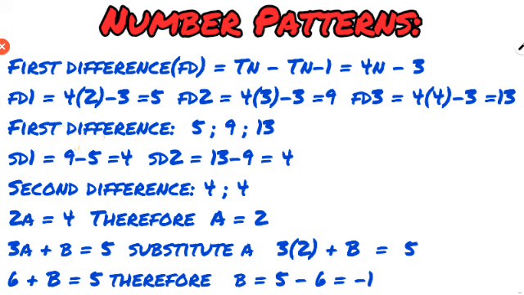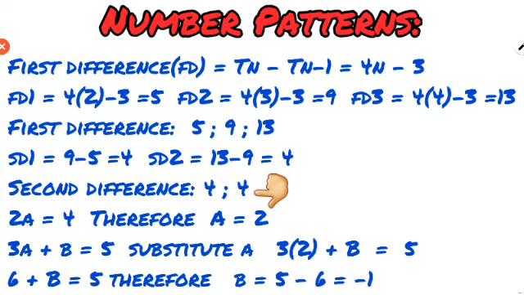To get SD2, we take FD3 and minus FD2. So that's 13 minus 9, and it still gives me 4. Like I said, the second differences are always going to be the same amount. So that means my second difference is 4, 4, 4, 4, continuing onwards.